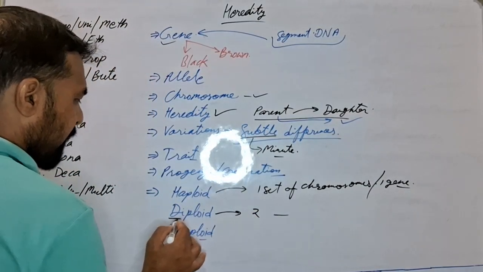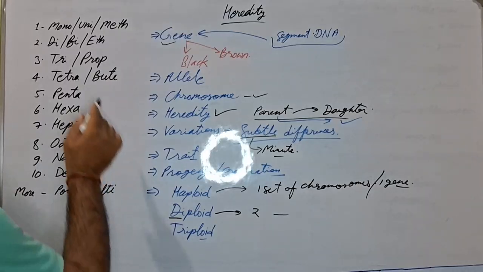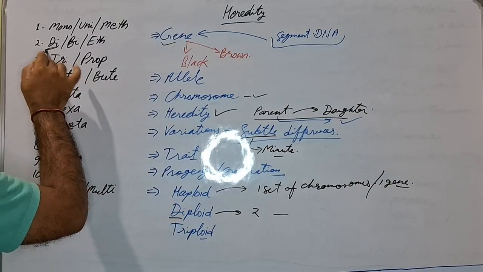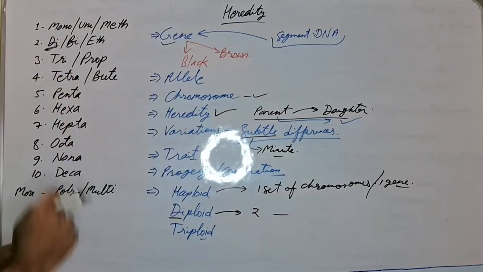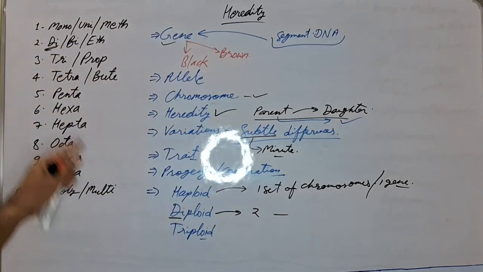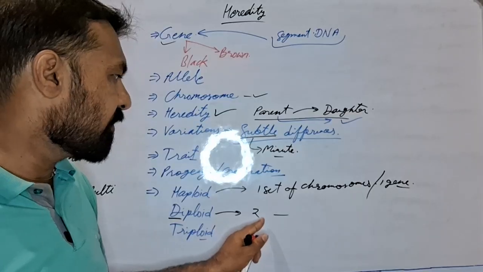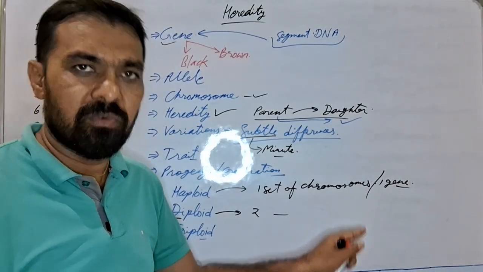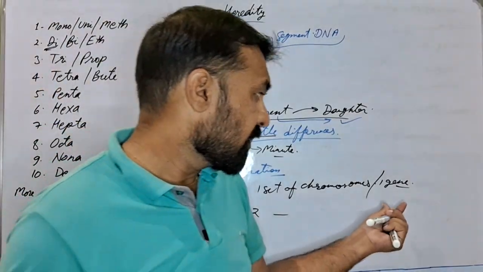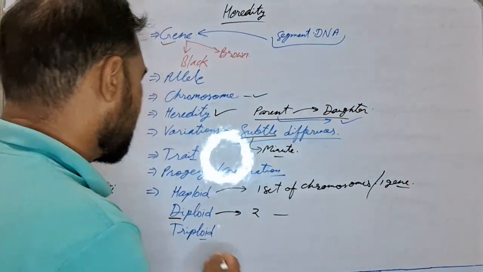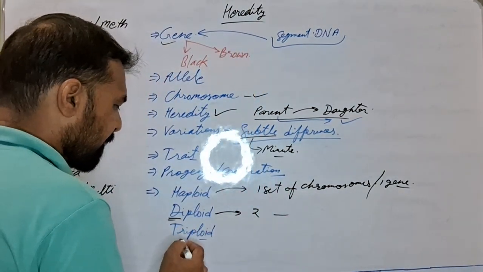The term, as we have discussed, the term D, this term D is derived from the die, from the counting. In counting, die means two. This is how the cell in which two sets of chromosomes are present, or we may say that two genes are present to control one specific character. These cells are known as diploid cells.